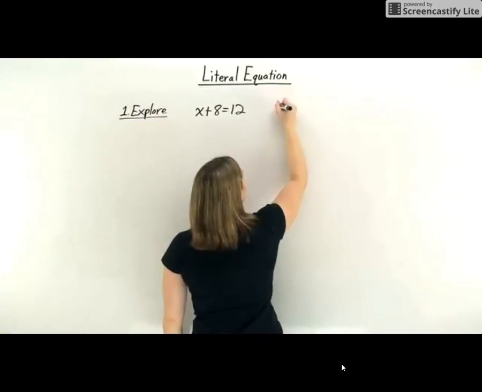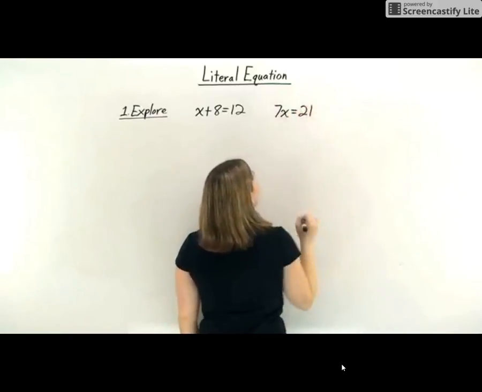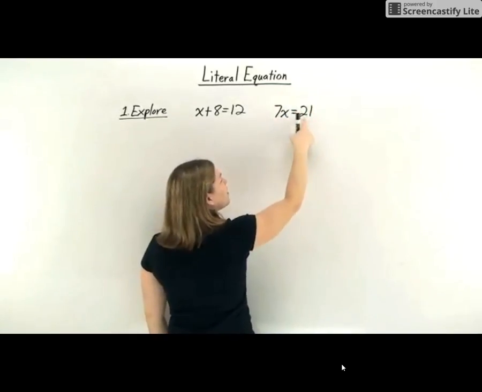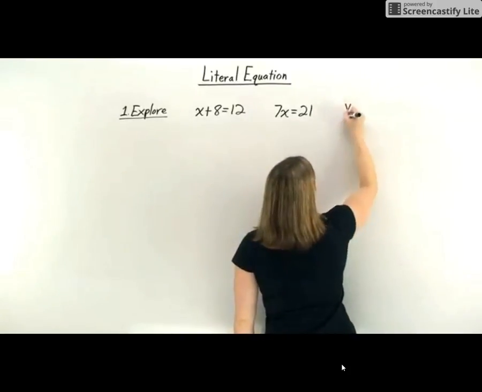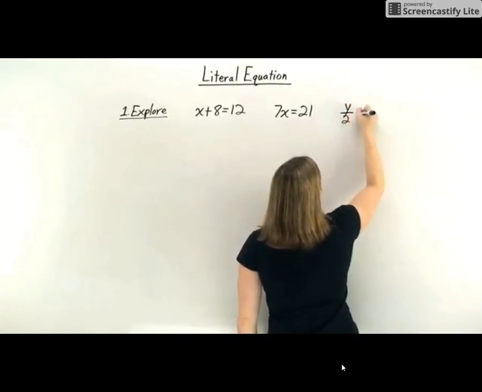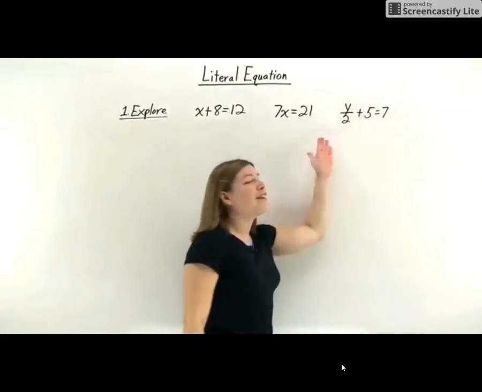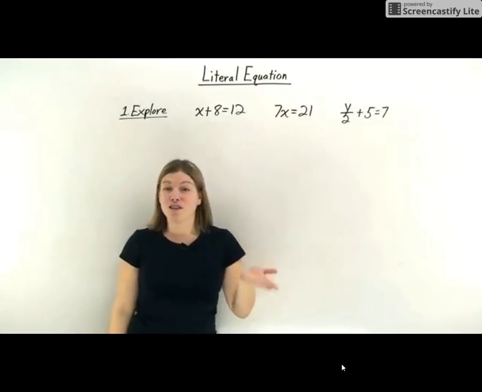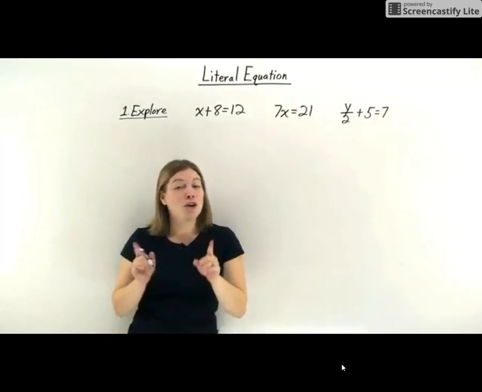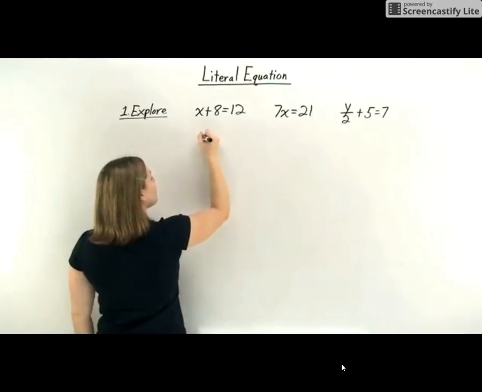Now, we can also have something like this: 7x = 21. Here we're saying that 7x is the same as that right side, 21. Or we could even have an equation like this: y/2 + 5 = 7. This is another example of an equation. Now, all of these are typical equations that you might see. But there are also some other equations that you might see as well. Let's take a look at those.